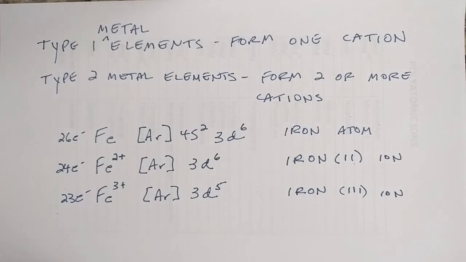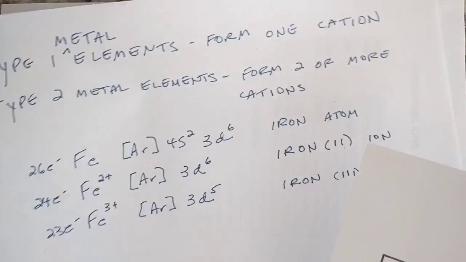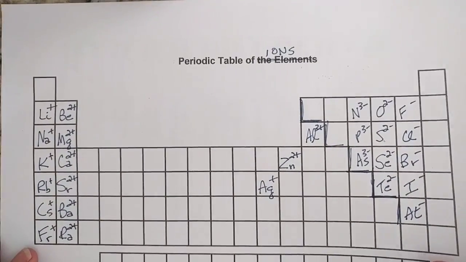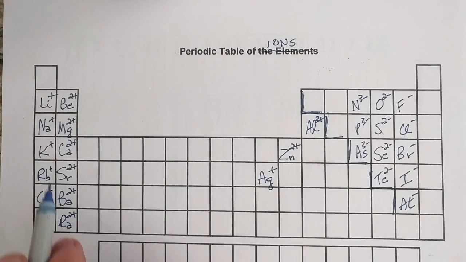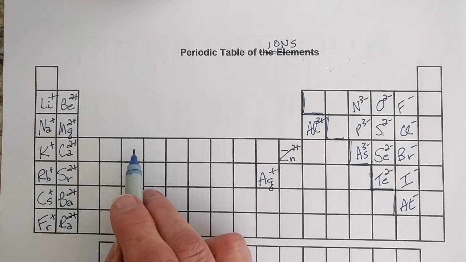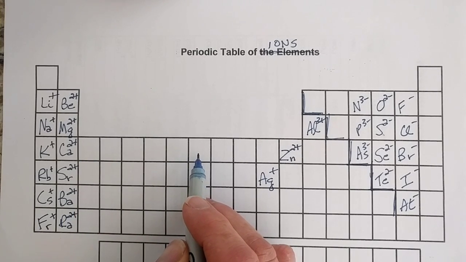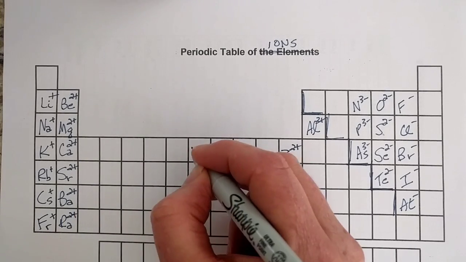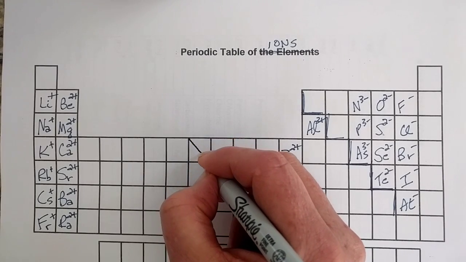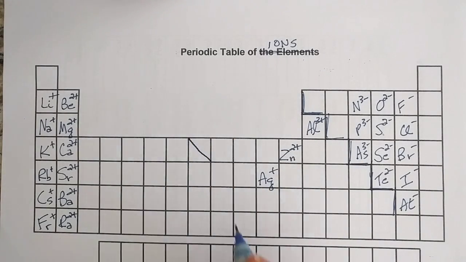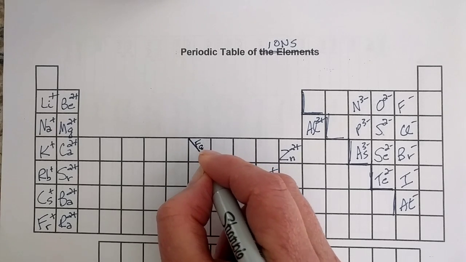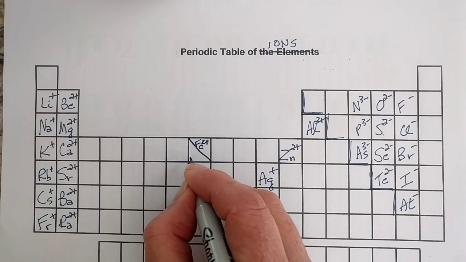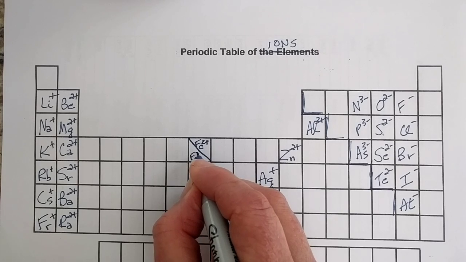Okay, so we're going to put iron in our chart. Go back to your periodic table of ions and count over and find where iron is. So 1, 2, 3, 4, 5, 6. So iron is right here. And what we're going to do is just put a little slash there, and we'll put in our two different charges. So we have Fe2+ and Fe3+.